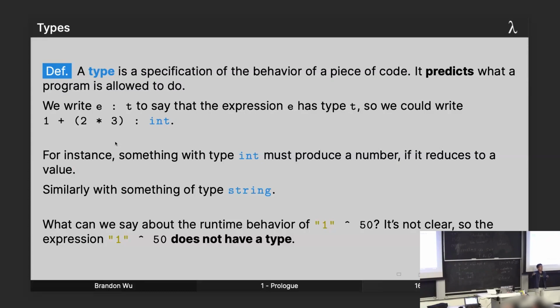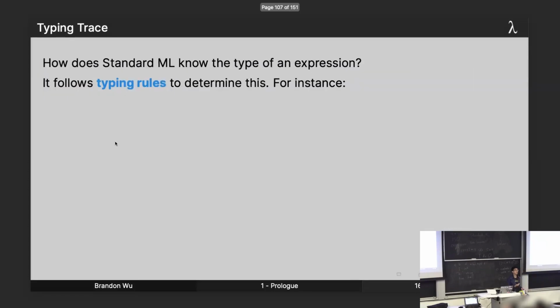1 concat 50. I don't know what to do. I don't know whether this should return a string or a list. What should I return? I don't know. So it doesn't have a type. It's ill-typed. We're not even going to try with you. Okay. And ill-typed programs do not run.